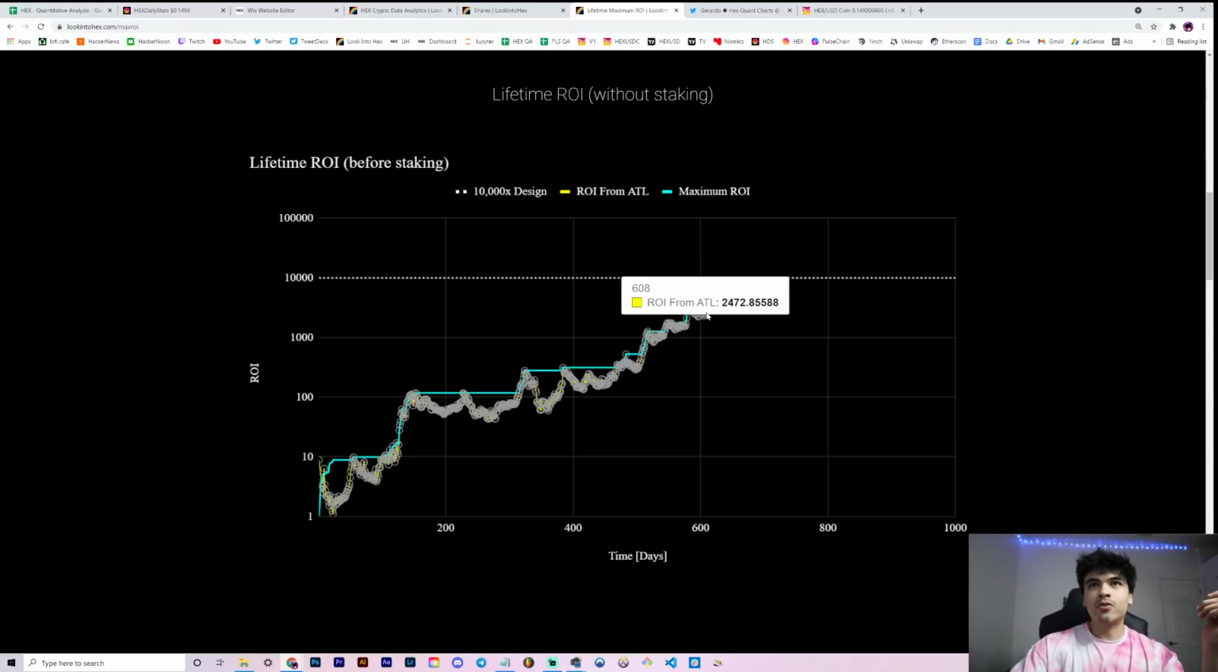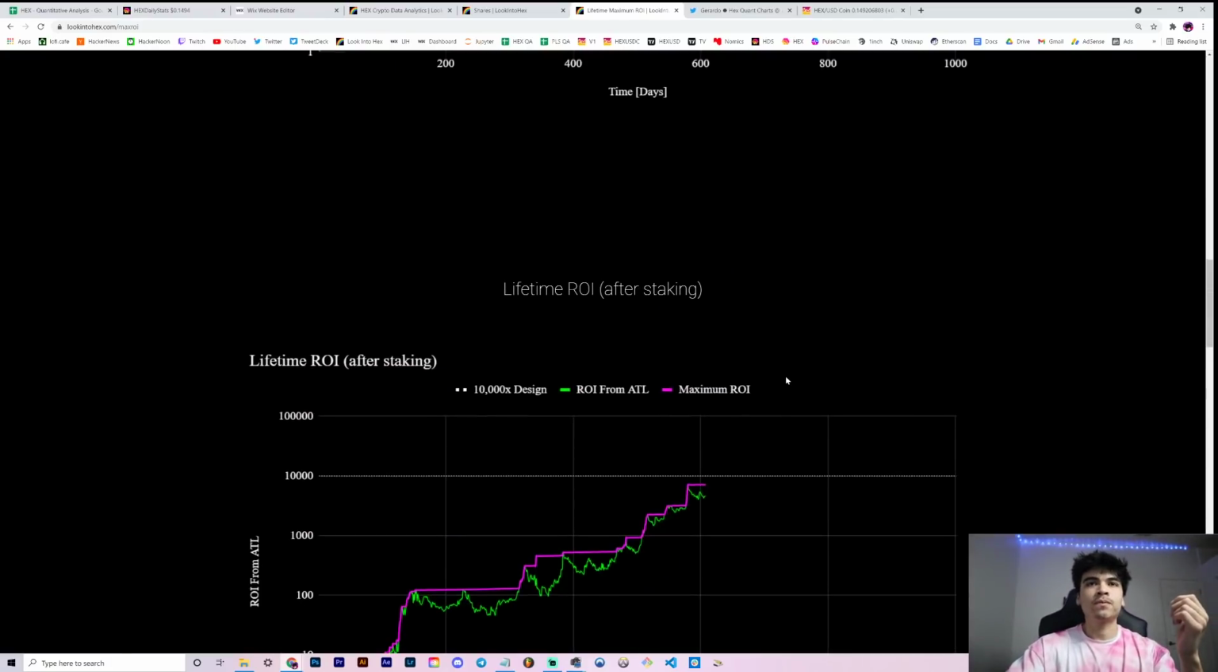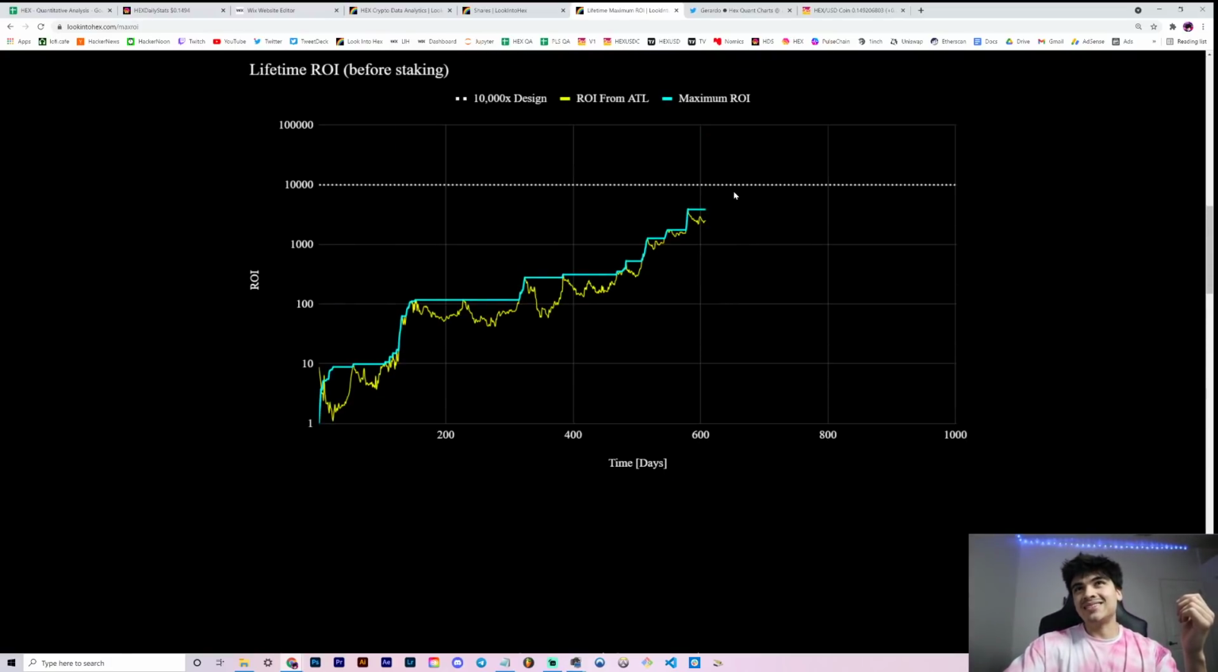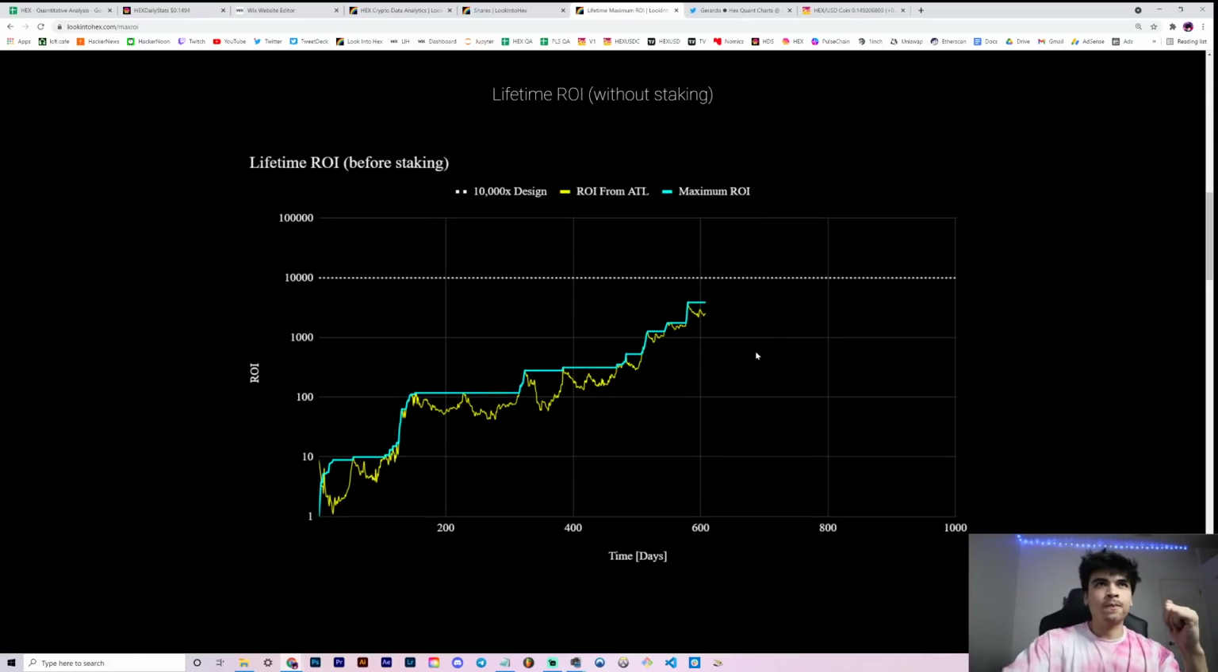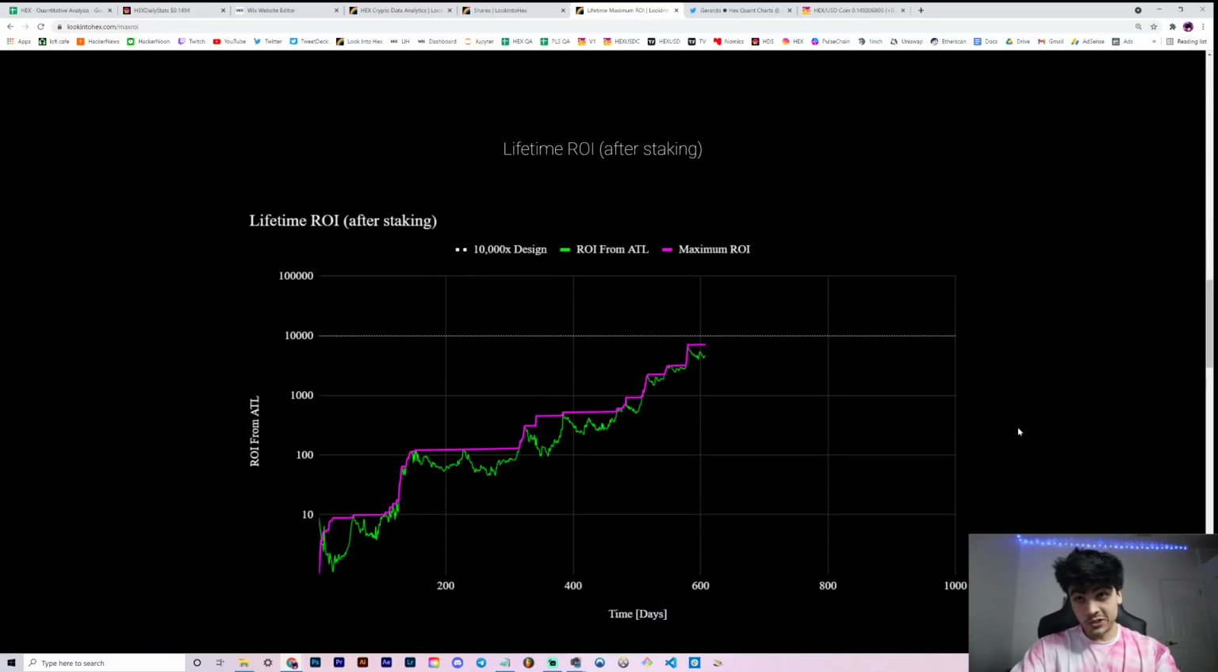Maximum ROI, 3,867. Currently, we're below our all-time high, and so our ROI from all-time low is lower than our max, because we're not at all-time highs right now, but it's still sitting at almost 2,500. So our 10,000X design looks pretty close on here, doesn't it? Well, if you scroll down and look at after staking, then this provides a slightly different story, right?